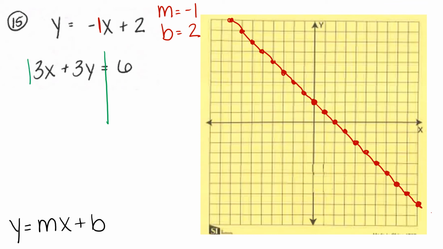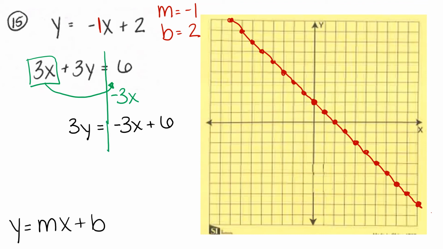We start by moving our 3x value to the middle. Instead of 3x, we do the opposite. We do a minus 3x. Rewriting what we have, positive 3y. We now have the minus 3x, and we still have the positive 6. We're still not finished because the y is not by itself. The equation is y equals mx plus b, not 3y equals mx plus b.